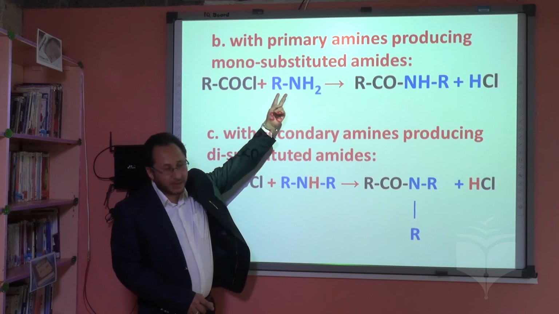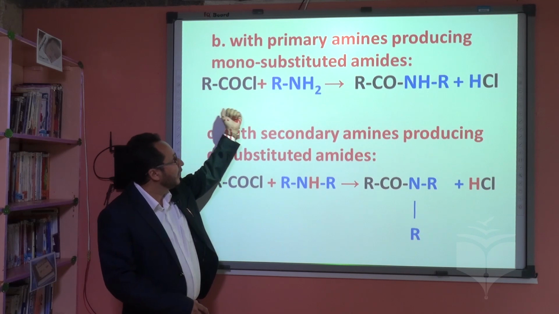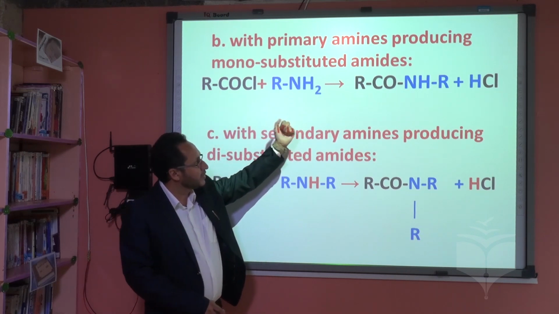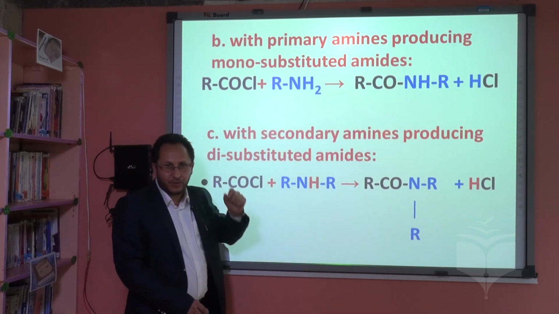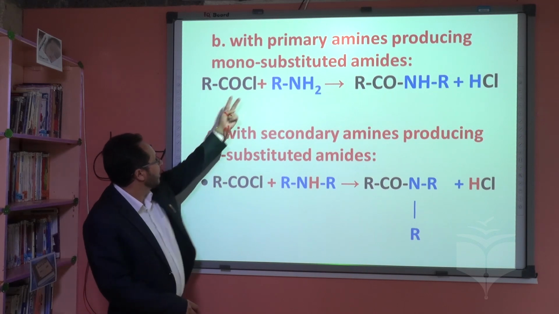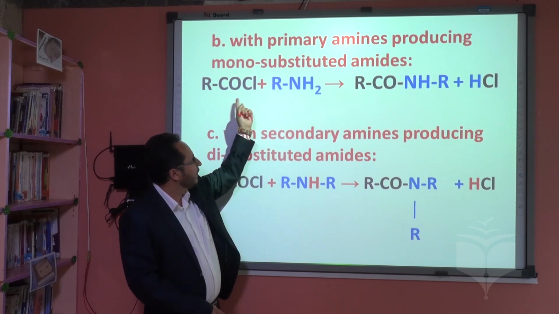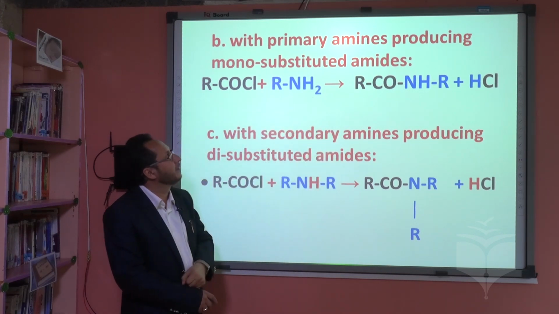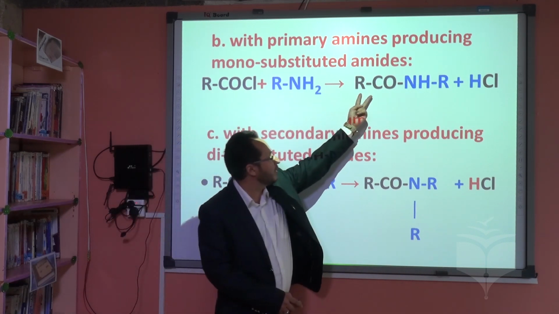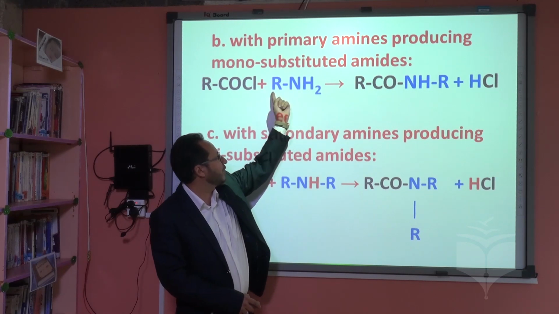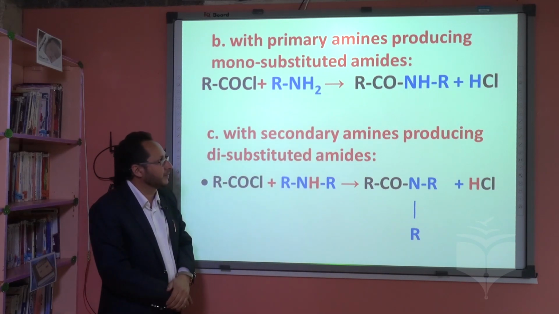With the primary amines, if the carboxylic acid or acid chloride or acid anhydride reacts with the primary amine, in this case we have monosubstituted amide. How does the reaction take place in this case? You have to remove this Cl with one hydrogen atom. They go as HCl. Now, what remains here? It is RCO. Then you have to join NHR. So this is monosubstituted amide.